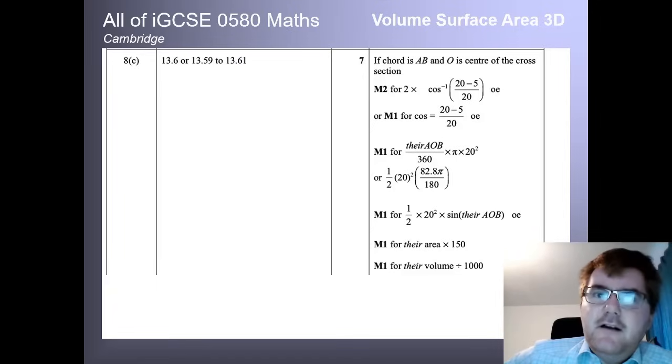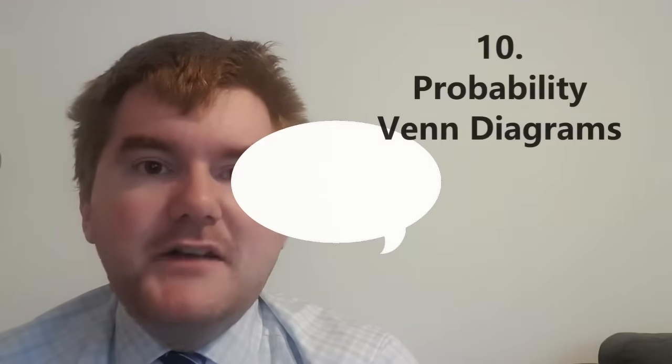IGCSE 0580 course. And number 10, my very last topic, is probability and Venn diagrams, which I kind of put together here. And if you again want to check out more detailed questions on this, then check out the video above. But otherwise, I'm going to go through one very typical probability question.